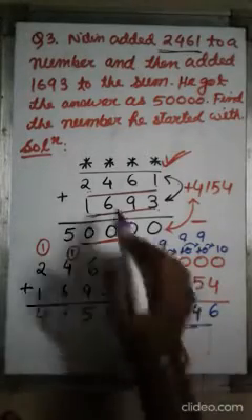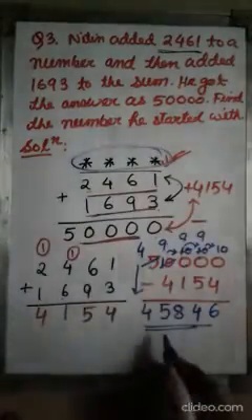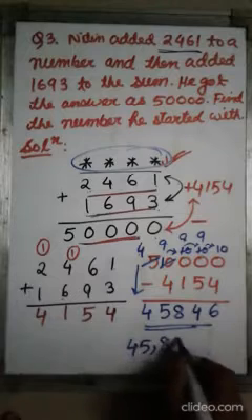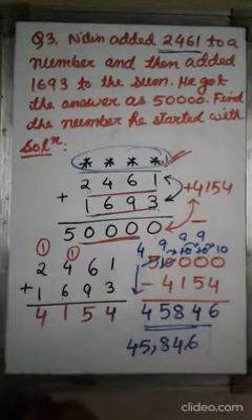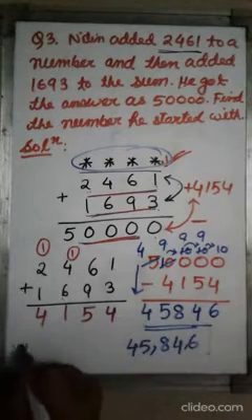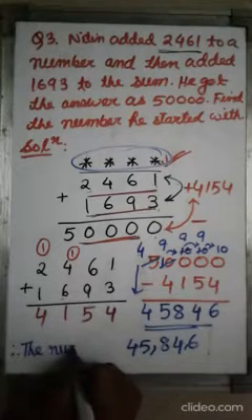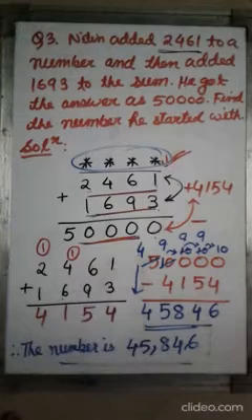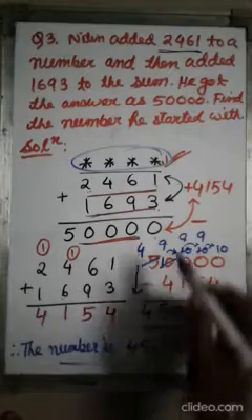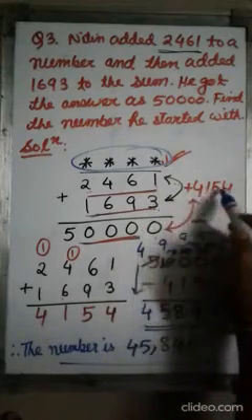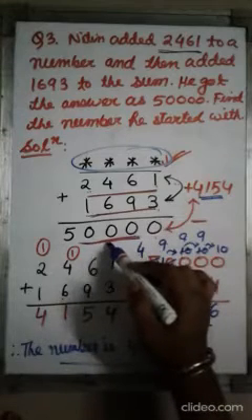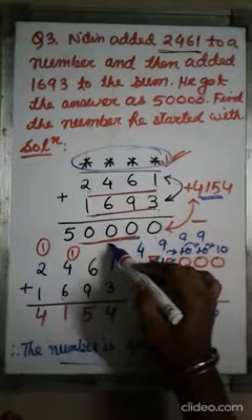So the number is nothing but 45,846. Therefore, the number is 45,846. You have to add these two numbers, and the result you have to subtract from the final summation.